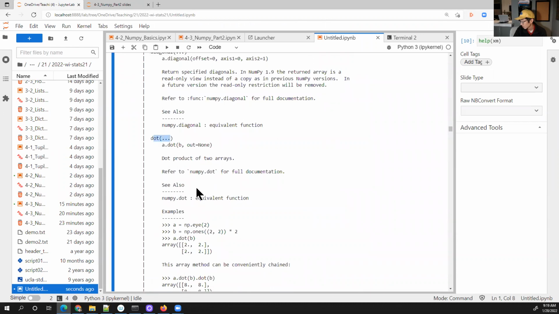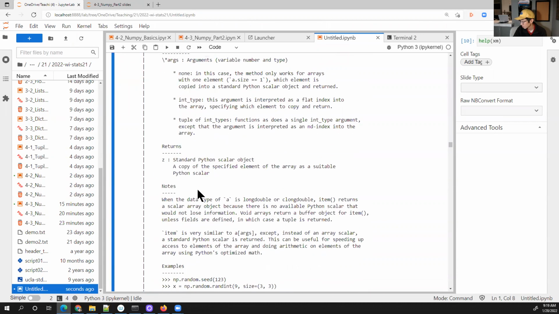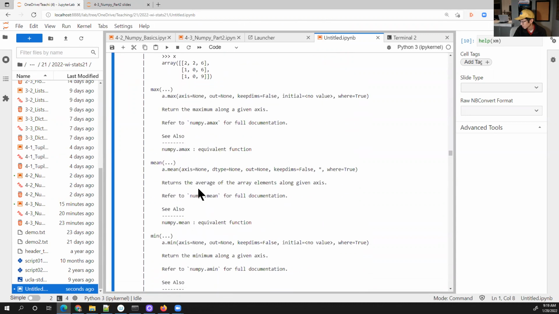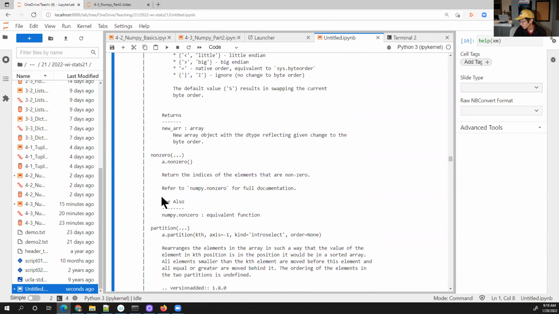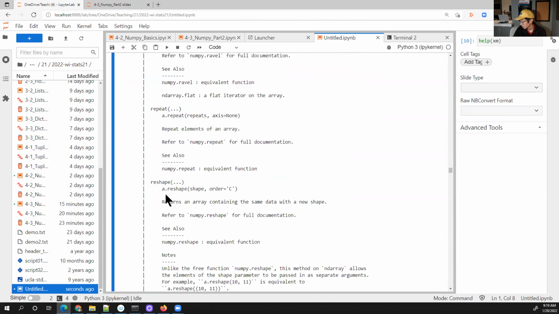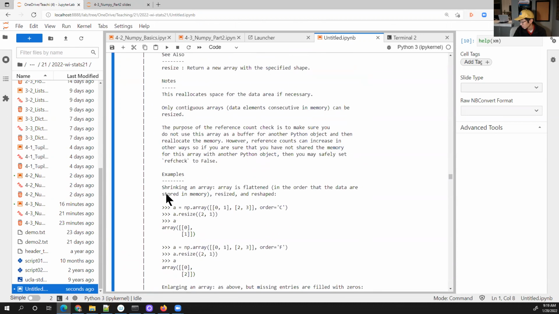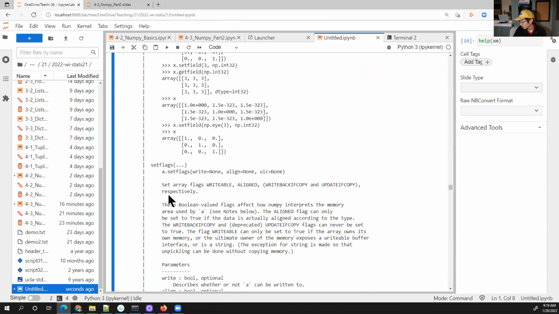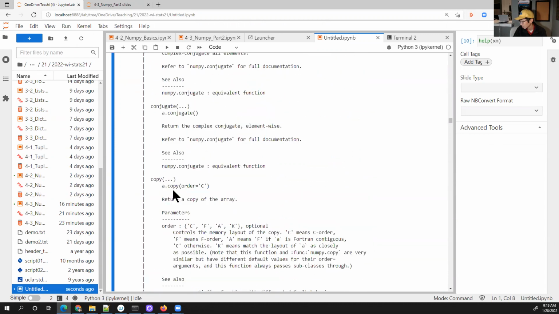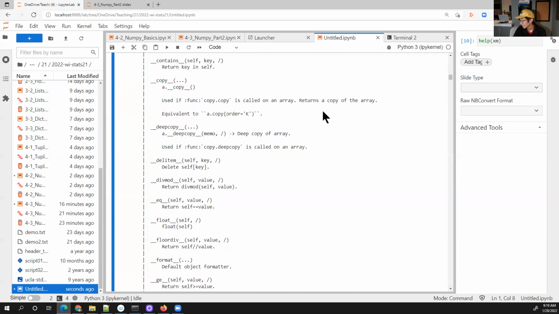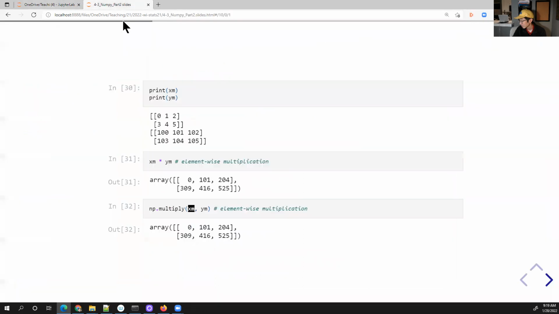Let's see. So we've got the dot product. We've got max, mean, min. These are all functions that we can apply. Reshape, resize, round, set field. Okay, I guess no element-wise multiply listed here.